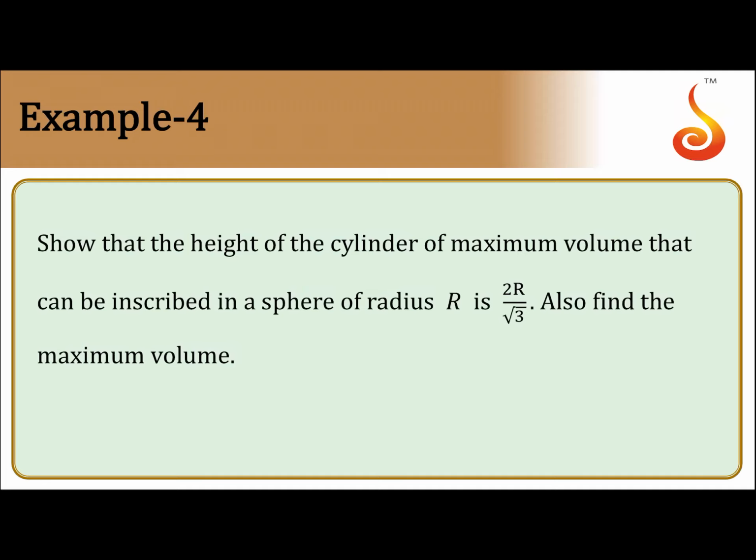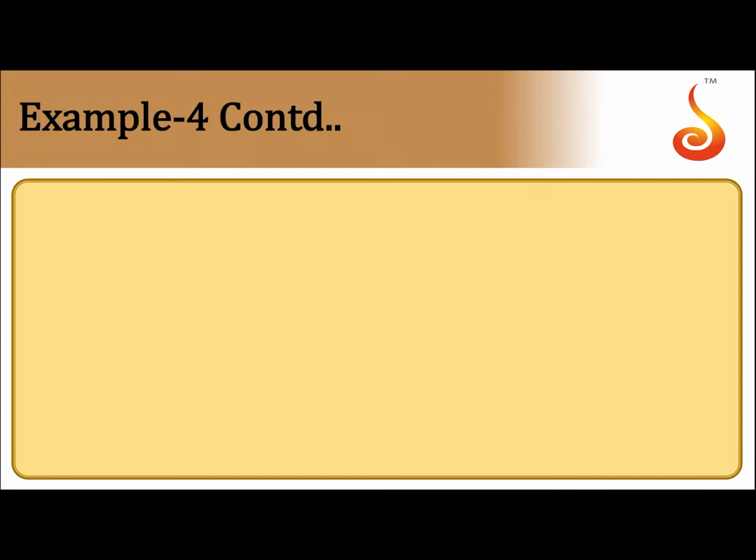A sphere of radius capital R is 2r by root 3. Find the maximum volume. So this is the sphere given to us, and this is the cylinder inside it. This is a cylinder.